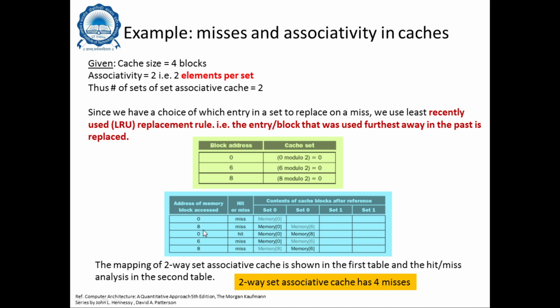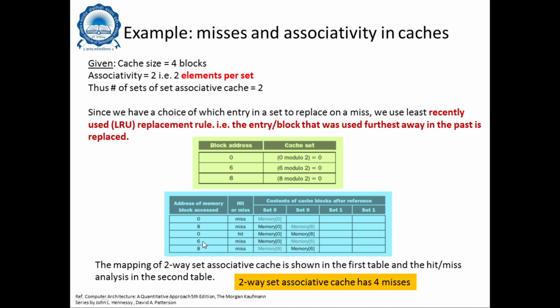Then you have again the 0th reference. Now this becomes a hit because memory 0 is already there. It was not replaced as in case of direct map caches. Because in case of direct map caches, memory 8 would replace memory 0. But since here we can have 2 elements per set, memory 0 is not replaced, and therefore it's a hit in case of the third reference, which is 0.